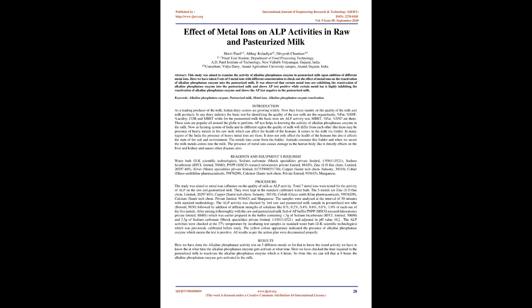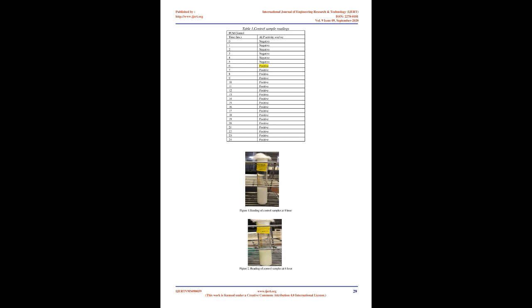The ALP activity was checked using 1 ml raw and pasteurized milk sample in a test tube, Borosil, 9830, followed by addition of different strengths of solutions like 0%, 0.2%, 0.4%, 0.6%, 0.8%, 1% of each one of the 5 metals. After mixing it thoroughly with the raw and pasteurized milk, 5 ml of AP buffer with PNPP, Cisco Research Laboratories Private Limited, 88,485, which was earlier prepared in a buffer containing 1.5 g of sodium bicarbonate, RFCL Limited, 50,680, and 3.5 g of sodium carbonate, Merck Specialties Private Limited, 1.93611.0521, was added, and its pH was adjusted to 10.2.